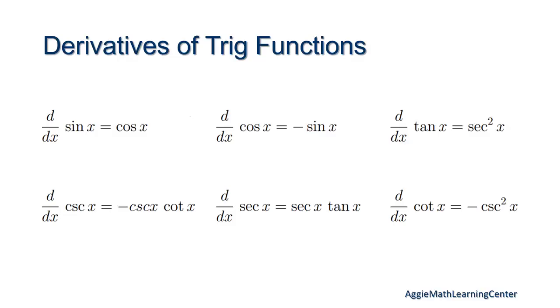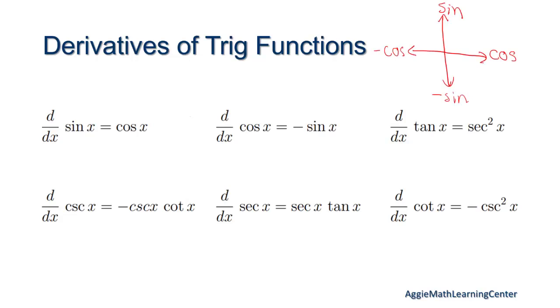Hopefully you guys have all seen these before. Easiest one, the derivative of sine is cosine. This one actually always trips me up: the derivative of cosine is negative sine. And the derivative of tangent is secant squared. And then you have all of your inverse trigs as well.